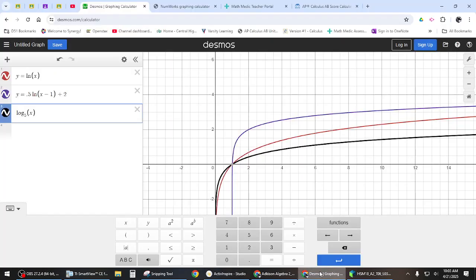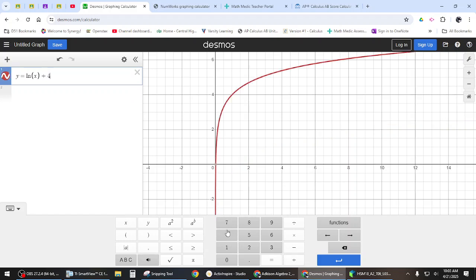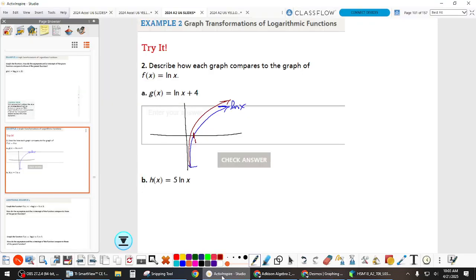Here, let's put it on Desmos to make it official. Natural log, there's that one. Plus 4 at the end. Okay, it just kind of moved up. Same shape though. Okay, how about 5 out front? What does it do? Yeah, so it's going to do something like higher up like that.